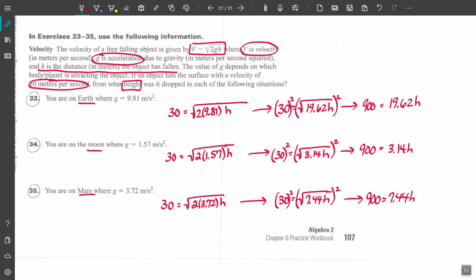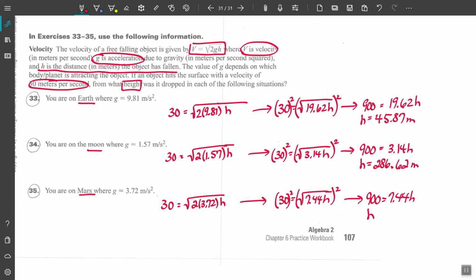So 900 divided by 19.62 up here will give us a height of 45.87 meters. And you can just round to the nearest hundredth on these. But on the moon, look at the difference here. On the moon, we have to be dropped at a height of 286 meters as compared to this 45.87. And that's to account for the fact that the gravitational pull is a lot less on the moon. So if we're going to hit the Earth and hit the moon at the exact same velocity, we have to start falling from a height that's a lot greater on the moon to give us time to get to that speed.